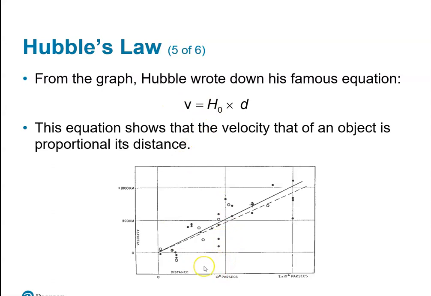So basically it means that the galaxies are moving, as you can see from this slope, faster and faster the further away you get. If you look on this axis right here, there's a million parsecs, there's 2 million parsecs. So every million parsecs, the galaxies are moving twice the speed that they were.